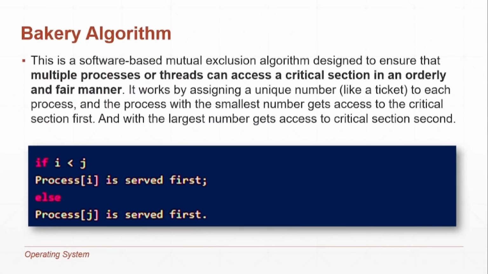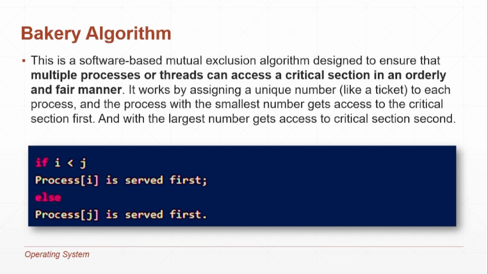This is a software based mutual exclusion algorithm designed to ensure that multiple processes or threads can access a critical section in an orderly and fair manner. It works by assigning a unique number, like a ticket, to each process, and the process with the smallest number gets access to the critical section first, and the one with the largest number gets access to the critical section last. I hope you have gotten the bakery algorithm because it's so easy and it is related to our real life.